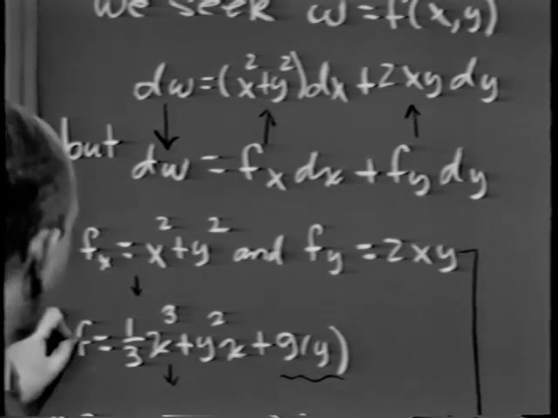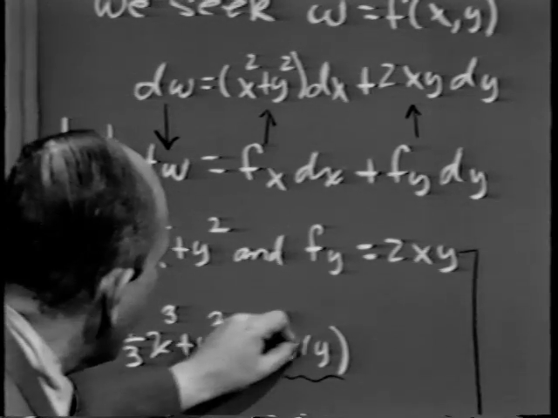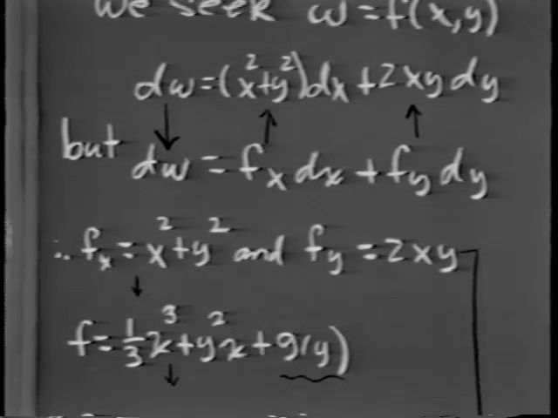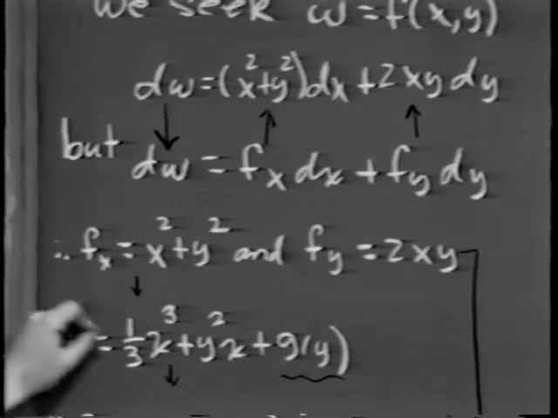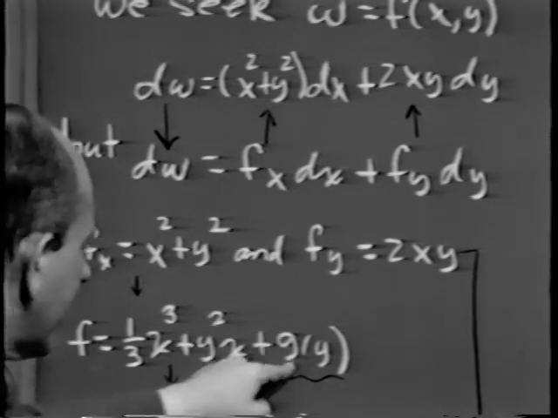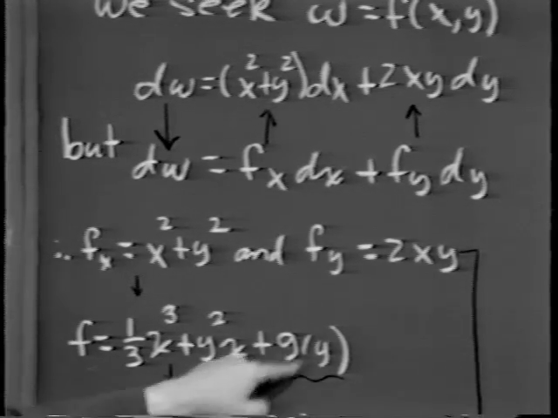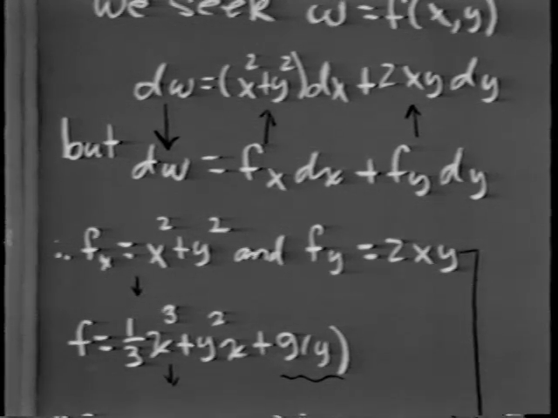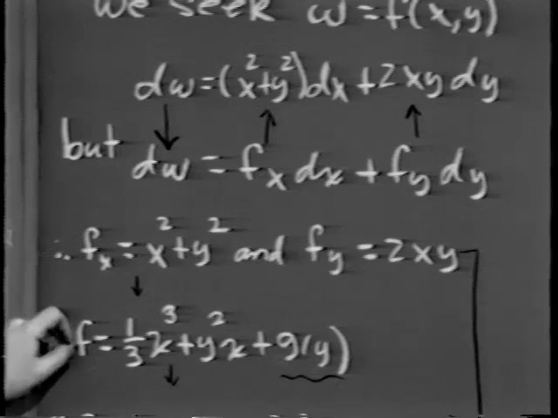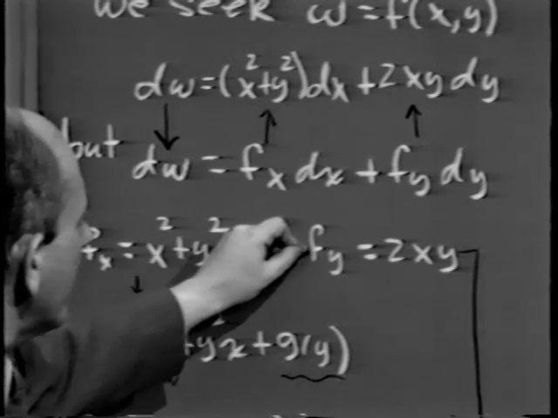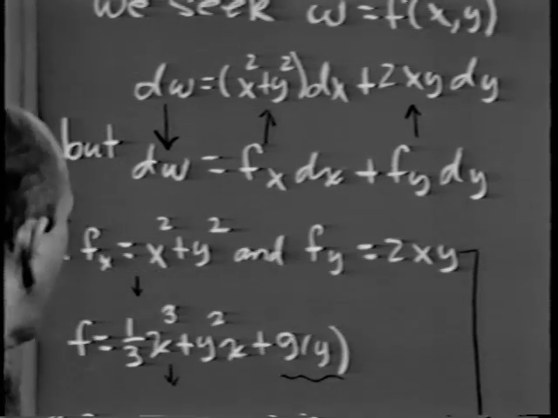Now, all I don't know so far is what specific function of y g is. In other words, I've determined f up to this arbitrary constant of integration. How do I get a hold of this thing? Notice that as yet I have not used the piece of information that tells me the partial of f with respect to y is 2xy.